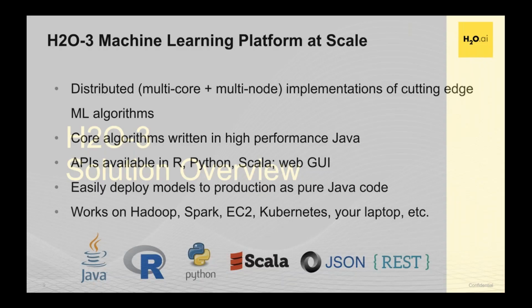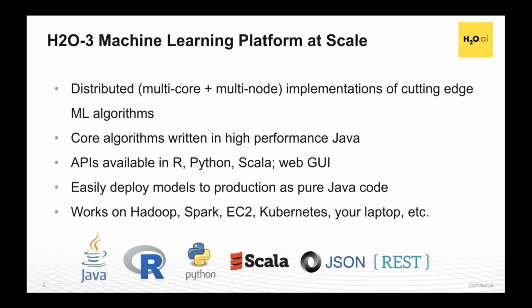Let's go to H2O open source. I think we covered most of this. The only point I would like to make here is that H2O open source works on Hadoop, Spark, EC2, Kubernetes, and as well as on your laptop. You can just download it and then run the Java jar command, and then you can start using the H2O3 library, or else you can even do a pip install and start using it via Python.